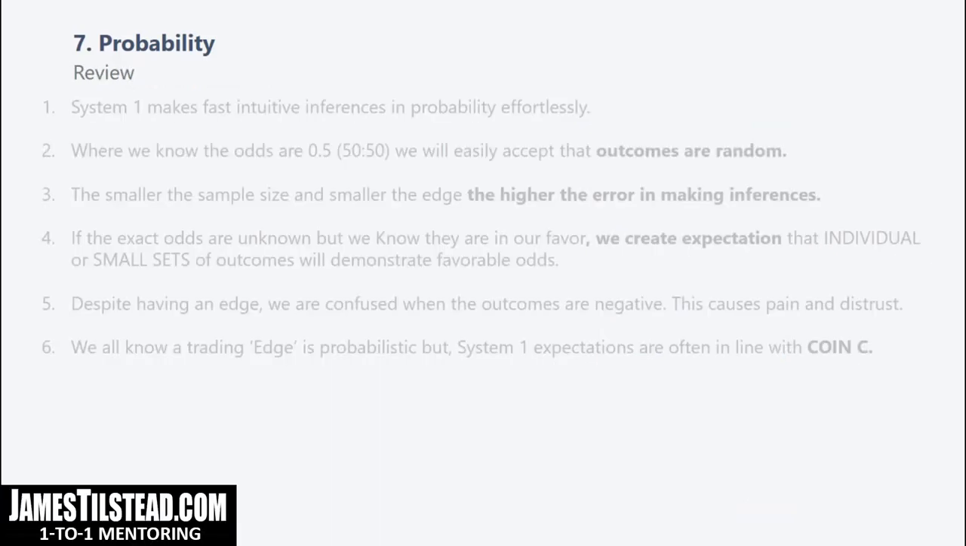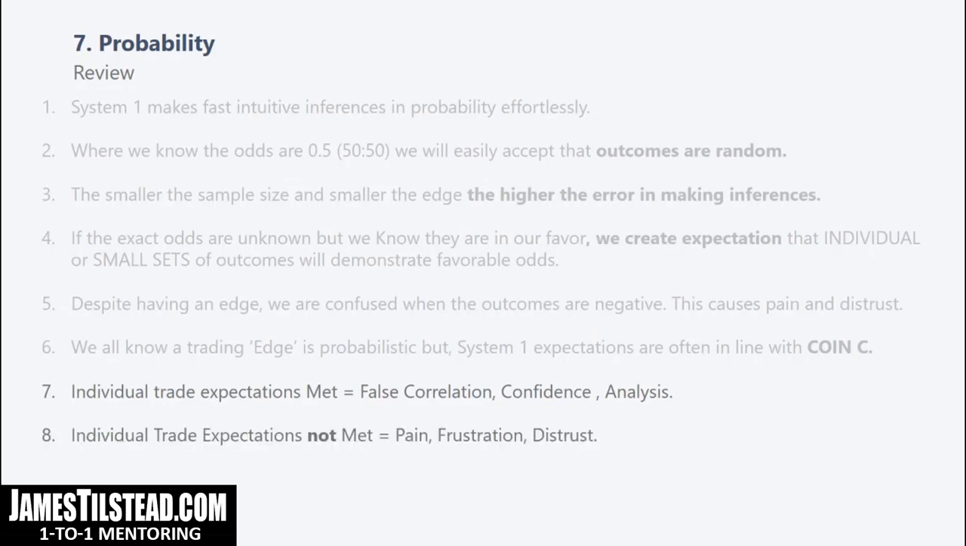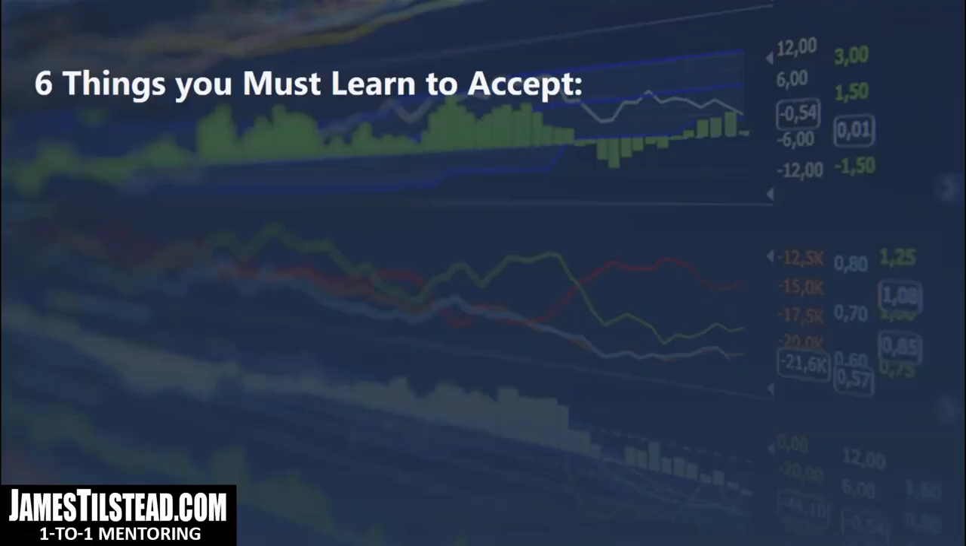Okay, so to summarize the last couple of slides, trading with individual or short-term expectations will lead to trouble. If you have any expectation on trade outcomes and they are met, then you get false correlation, confidence, and worthless analysis. This is not feeding your intuition good information. And if your expectations are not met, then inevitably you get pain, frustration, growing distrust, paranoia, and all kinds of other things. The long and short of all this is, there are 6 things that you must accept if you want to continue to trade with real risk capital.